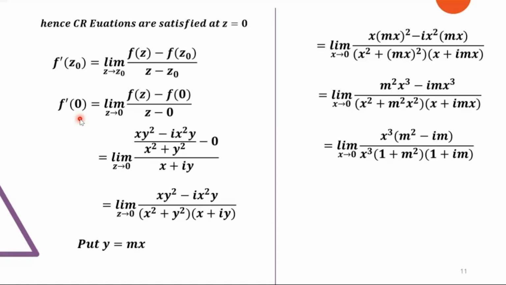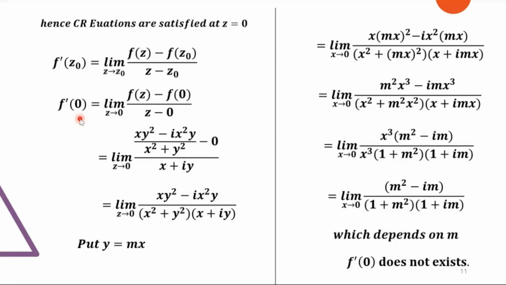Okay, so this depends upon m. Hence, f dash of 0 does not exist. Why does it not exist? Because if we give different values to m, we get different values of f dash of 0. We are not getting a single value for that. That is why the function is not analytic. This is the basic concept of derivative we have used here. Maybe we can take one more of the same type.